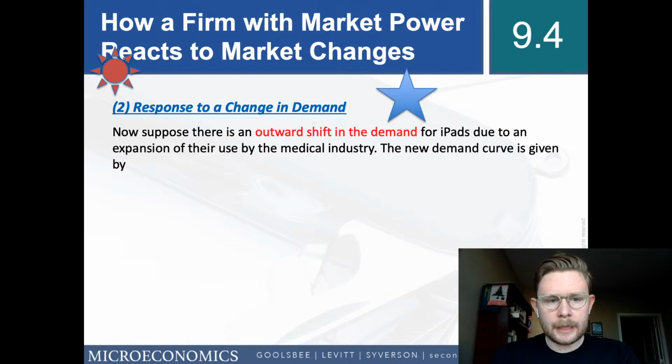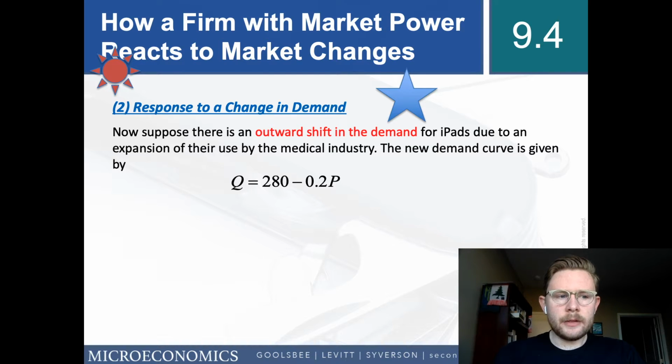What about a change in demand? Suppose that for some reason there's an increase in the demand for iPads. This is saying in the medical industry there's greater use for the iPads, so demand for iPads overall increases. Mathematically, we're going to run this through instead of looking at the graph. I recommend before going through this that you look at the example problem from chapter 9.3.